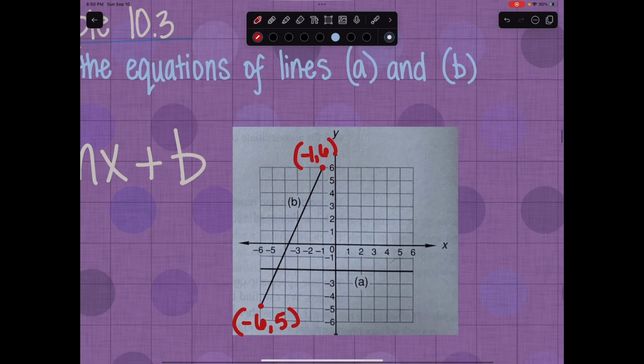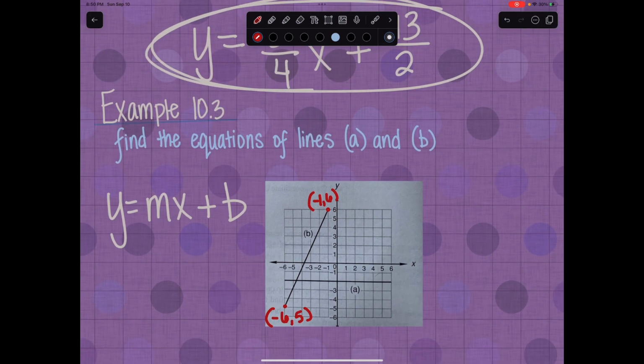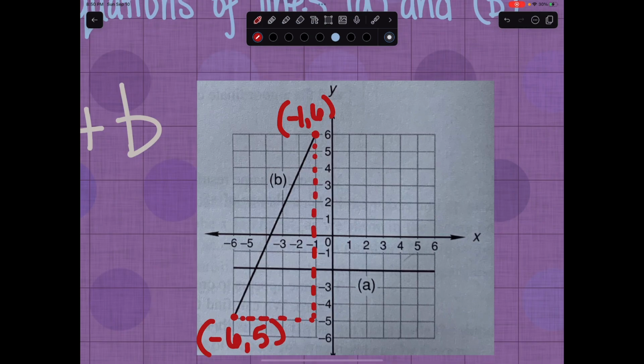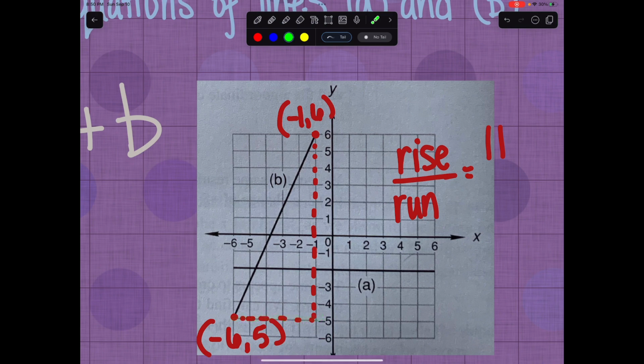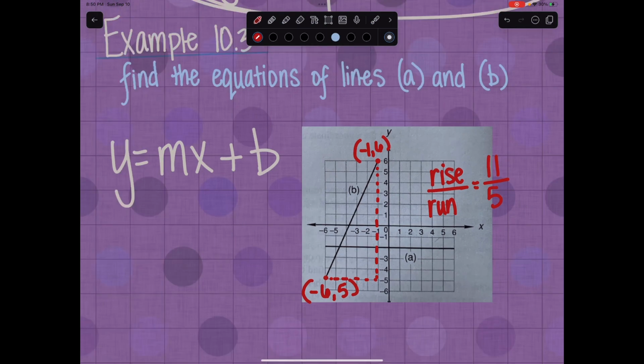Okay, now that I have 2 points, it's basically like all the other equations that we did. Let's start with a triangle there and do rise over run. How much does it rise? So it goes from -5 up to 6. 5 plus 6 is 11. So the rise is 11. The run is how much? 1, 2, 3, 4, 5. 11 over 5. So that is the slope, 11 over 5.